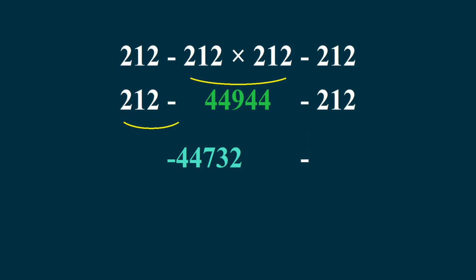44,732 minus 212 which equals minus 44,944, and this is our final answer for this problem.